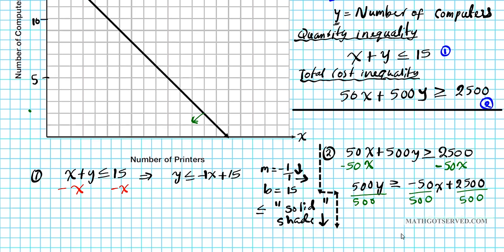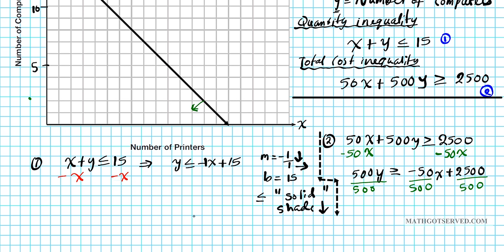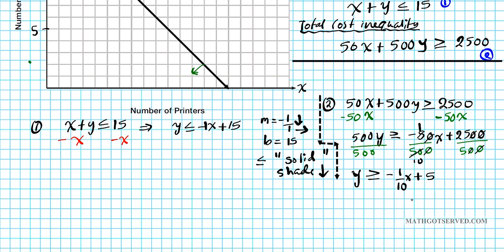So what do we get when we reduce that? If we reduce that, we'll have y is greater than or equal to, zeros cancel out, 5 goes here once, 5 goes here 10 times, -1/10 x plus 2500 over 500, the zeros divide out, 5 goes into 25 5 times. Let's not forget our x. Okay, so that's the slope intercept form.